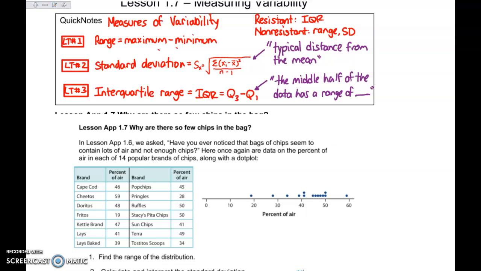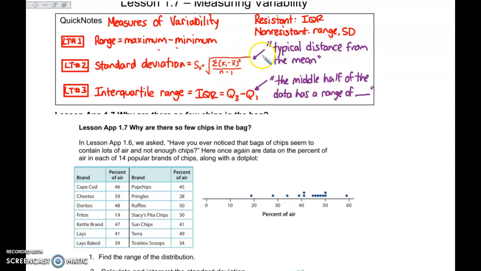You have learning target 1 is to be able to find the range, which is the maximum minus the minimum. Learning target number 2 was the standard deviation, which I'm going to go over a little bit more of in a minute. So a reminder that this is the standard deviation of a sample. That's why it's n minus 1 and not of a population, which is just n.